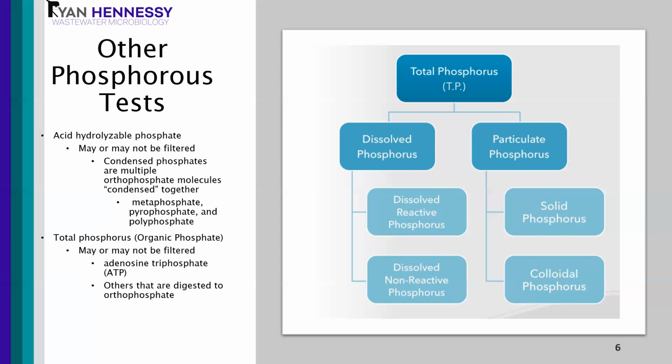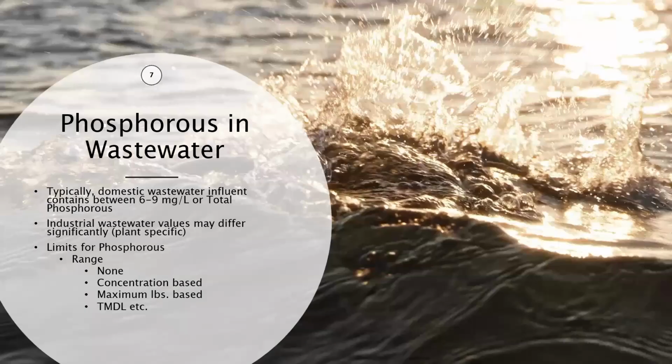One quick side note is the dissolved non-reactive portion can vary. So there is some phosphorus that is just not able to react with anything, and that can be proven out through testing. And in some instances, you can get a variance for a wastewater permit if you can prove that you have dissolved non-reactive phosphorus, because you're not going to be able to remove it, and it's also not going to be detrimental to any receiving water bodies.